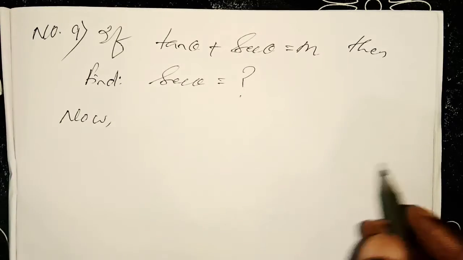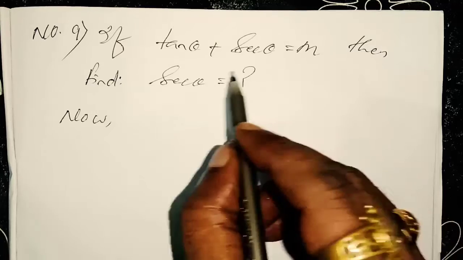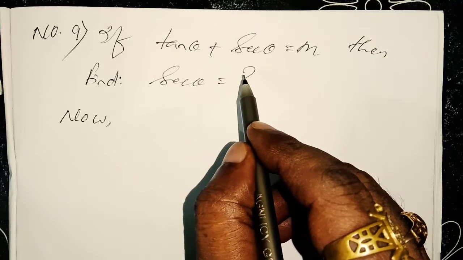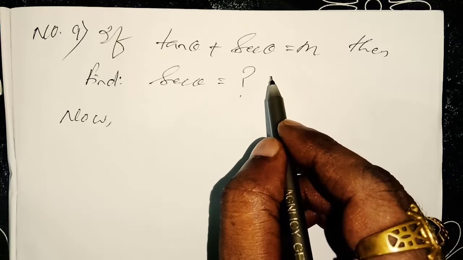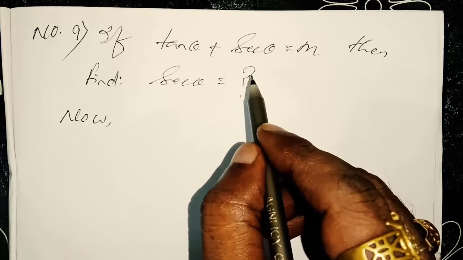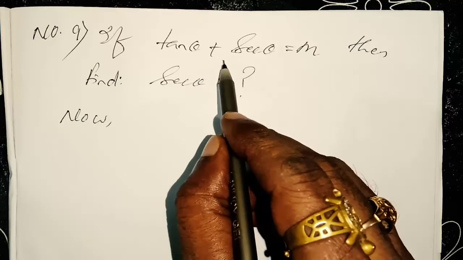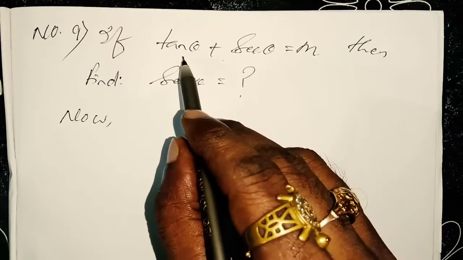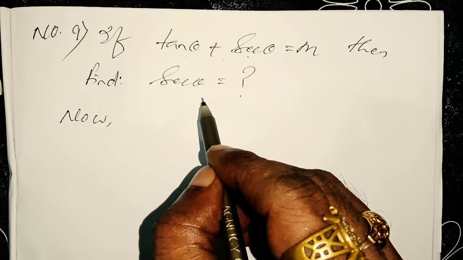Next question, I am doing number 9. I have taken this question from a competitive exam. This question came in the CDS, Combined Defense Service, exam in 2013. The question is: tan theta plus sec theta is equal to m, and you have to find the value of sec theta.